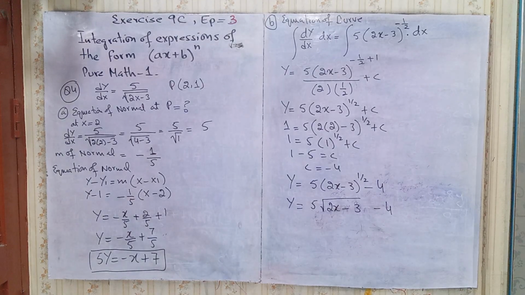I have already solved this on the board to save time. There are two parts of this question. In the A part, they ask us to find the equation of the normal at the point P.